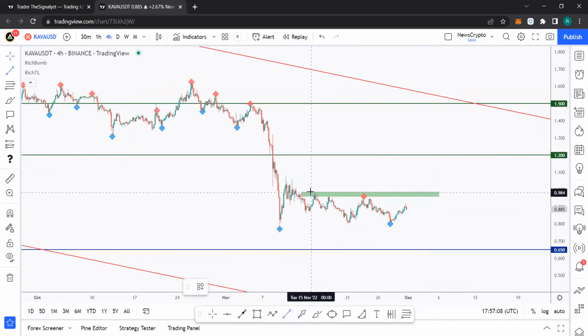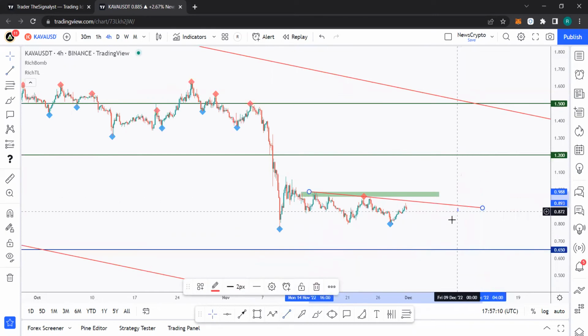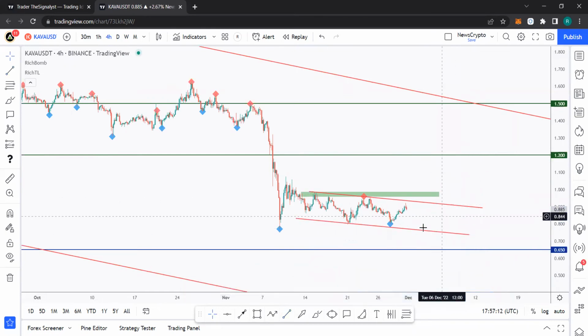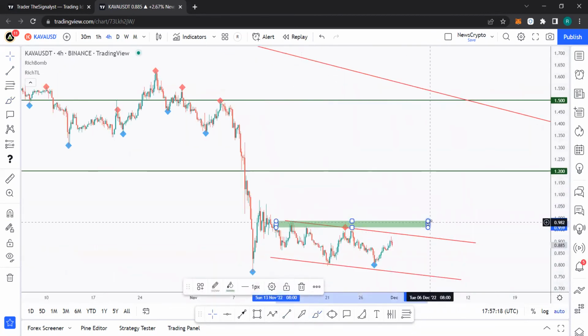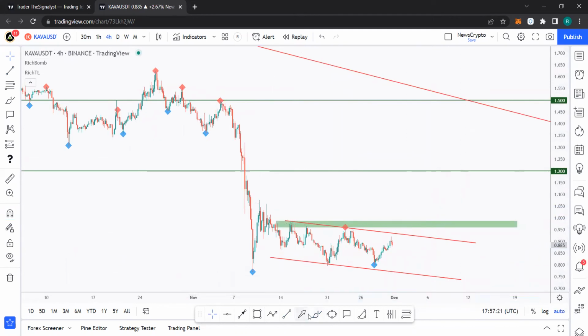the setup would be. We can even draw a channel right here. That's it. So we might go flat before breaking it upwards. And this is the last high right here. For bulls to take over, we need to see a break above it, and then we'll be expecting this movement.